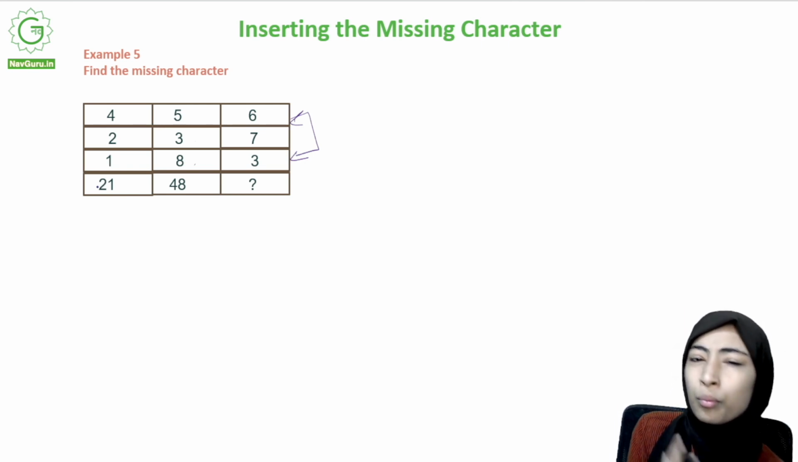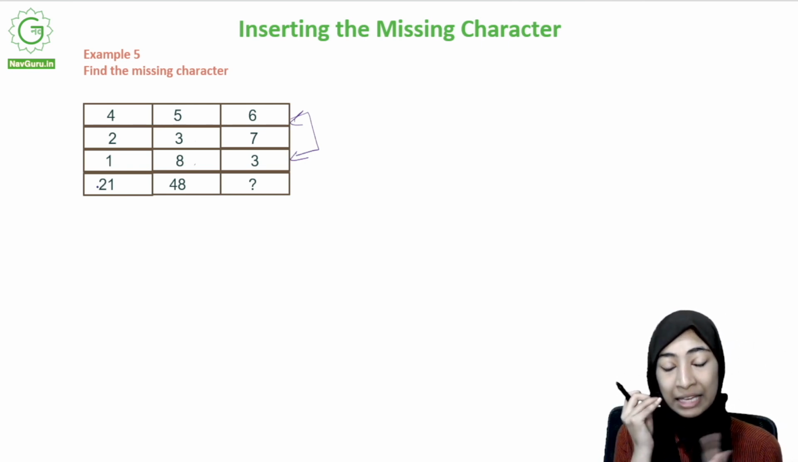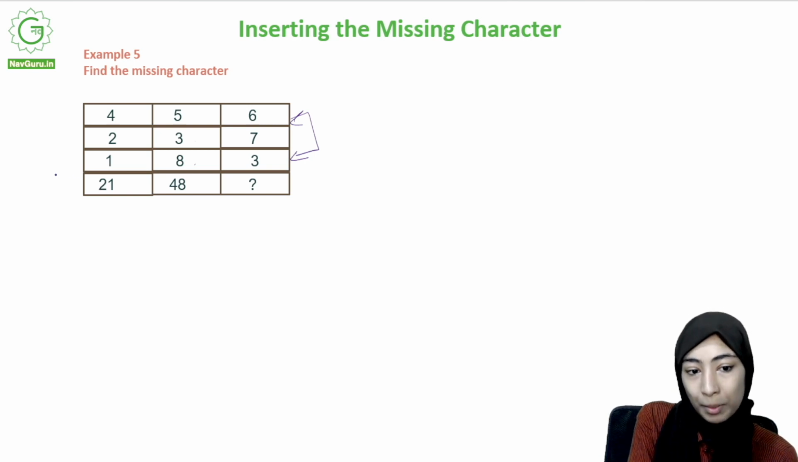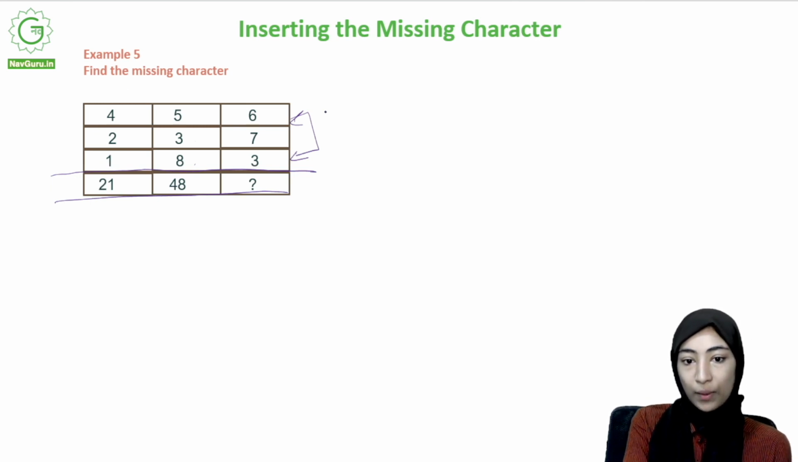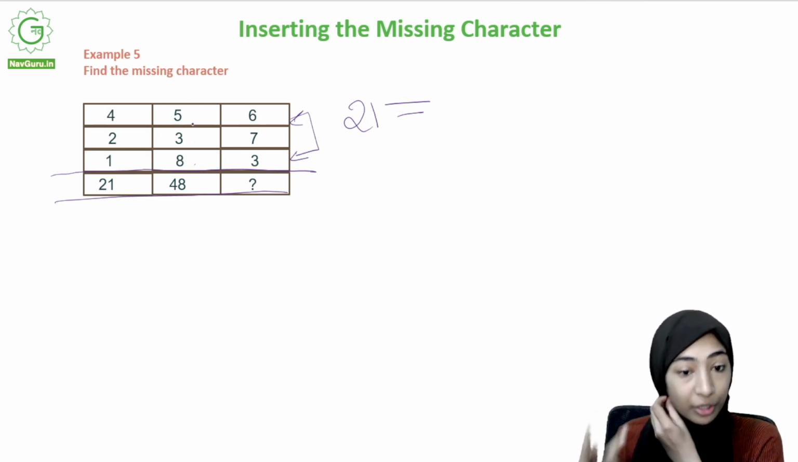So one inference that we can get from this is that it could be that you write these numbers in terms of the other numbers. So it could be that you have to write 21 in terms of the other numbers, 48 in terms of the other numbers, right? Why? How did we get to this inference?